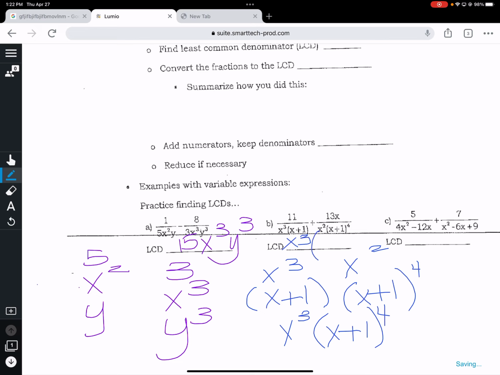Well, you're going to have times where they have factors they don't share. I want you to factor C and come up with the common denominator. Factor the denominator.